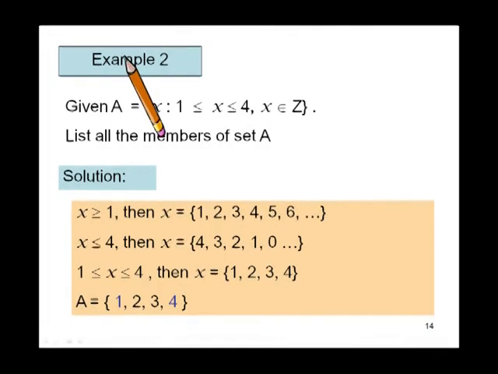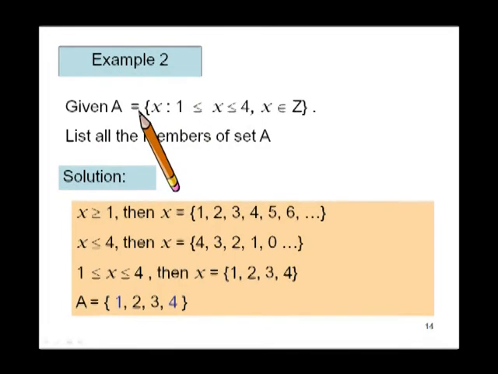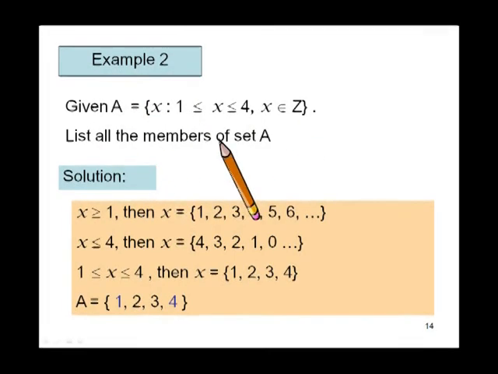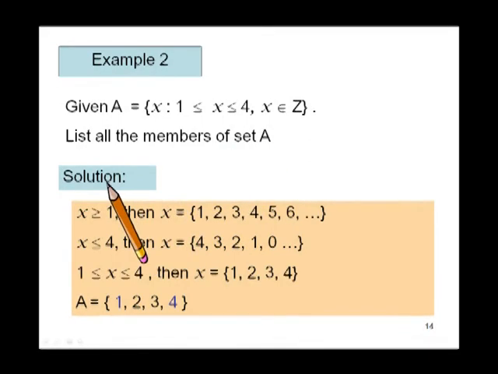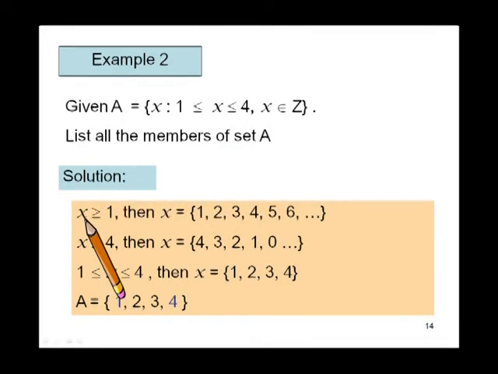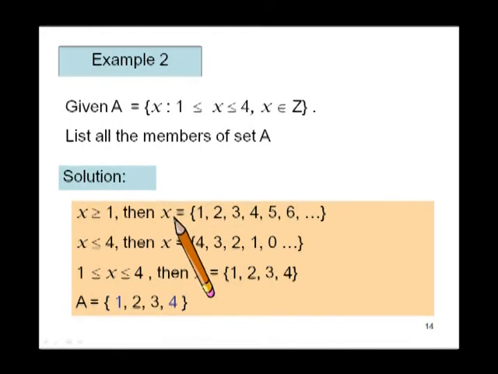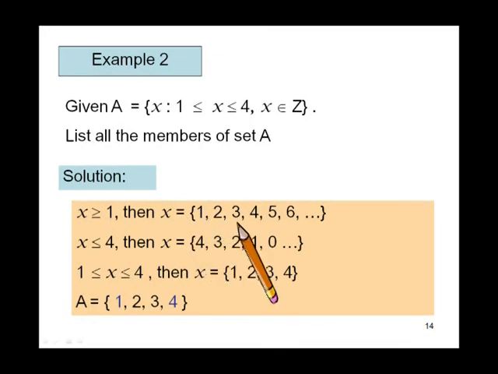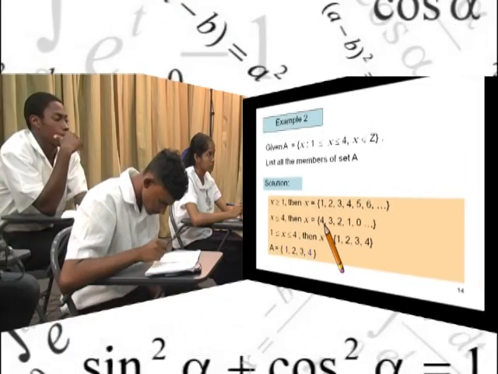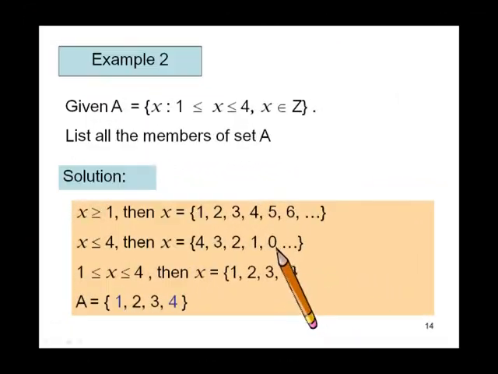Example 2. Given A equals, list all the members of set A. Solution. X is greater than or equal to 1. Then x is equal to 1, 2, 3, 4, 5, 6, and so on. X is lesser than or equal to 4. Then x is equal to 4, 3, 2, 1, 0, and so on.